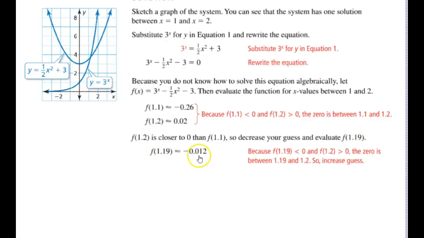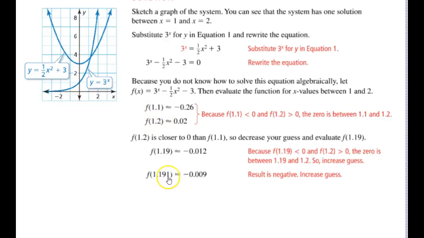So I try that in my calculator, and it's negative again, right? So I went from a positive here at this 1.2 to a 1.19. So I've switched signs. Since I've switched signs here, I know that my solution is in between those two. And again, it's closer to the 1.19 than it is to the 1.2.